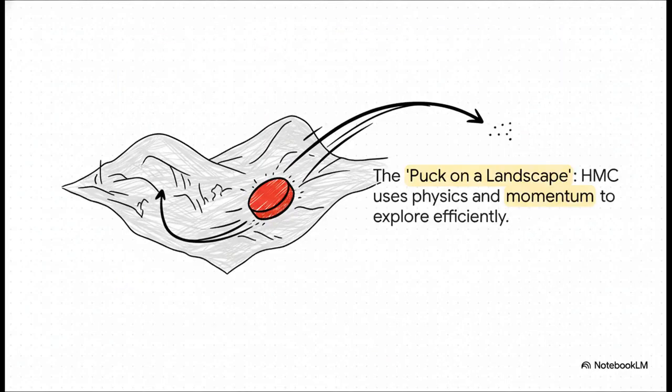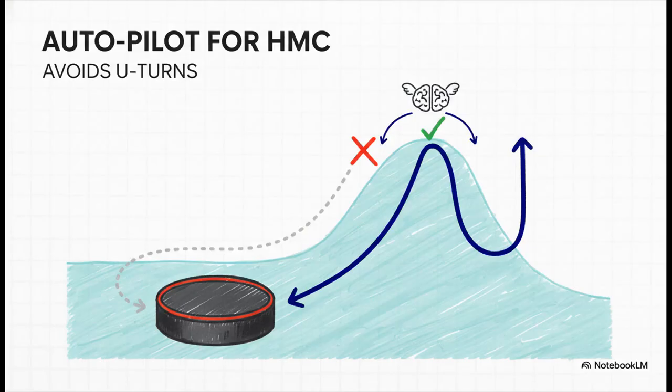Now, what if instead of a blindfolded hiker, we had a frictionless hockey puck sliding around on that same landscape? That's the big idea behind Hamiltonian Monte Carlo, or HMC. We basically give our sampler momentum. We give it kinetic energy. And it uses the physics of the landscape, the slopes and valleys, to just glide across huge distances in one single efficient move. It's not just wandering around anymore. It's exploring with purpose.